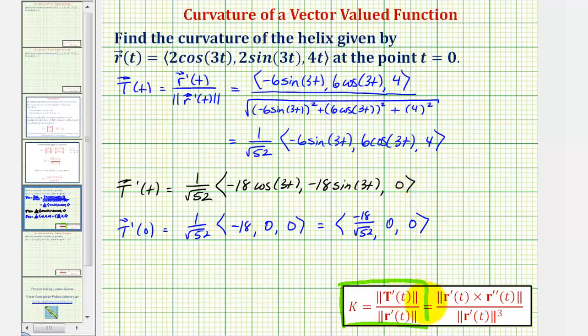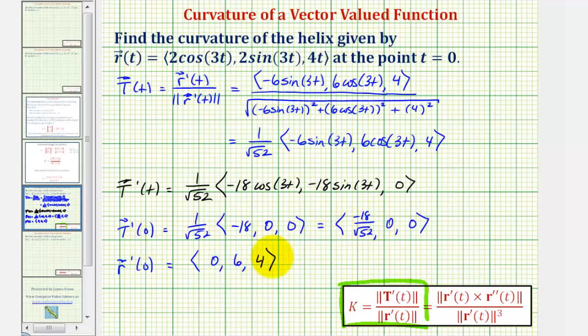So notice how to apply this formula. We would take the magnitude of this vector, T prime of 0, and divide by the magnitude of r prime of 0. Well, remember, here's r prime of t, so now let's find r prime of 0. R prime of 0 would have an x component of negative 6 times sine 0, which is 0, a y component of 6 times cosine 0, which is 6, and a z component of 4.